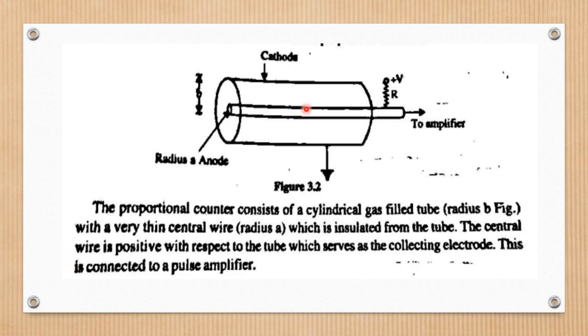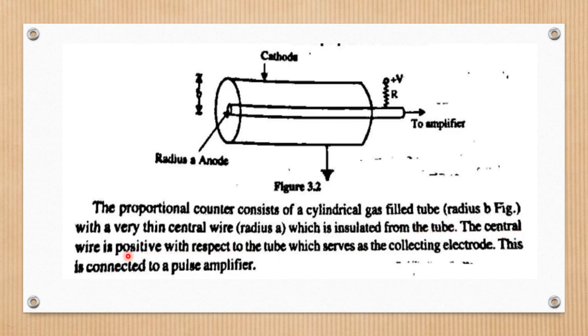So this is a figure. It consists of a cylindrical gas-filled tube with a radius of B. It acts as a cathode, with a central thin wire of small radius A. It serves as an anode, and this wire is insulated from the tube.